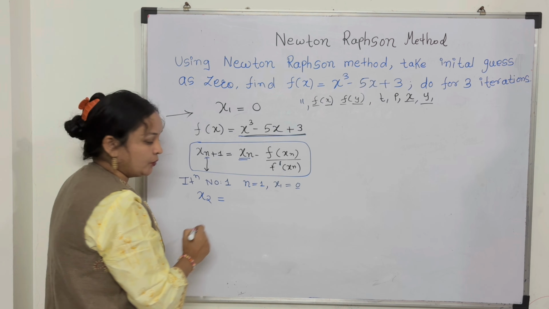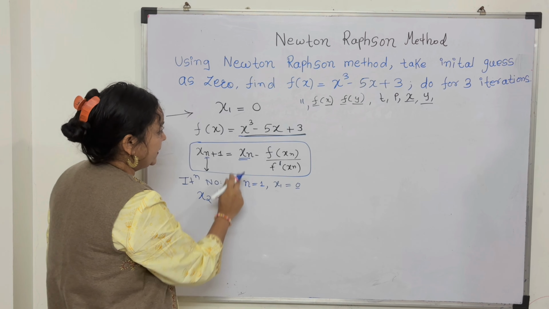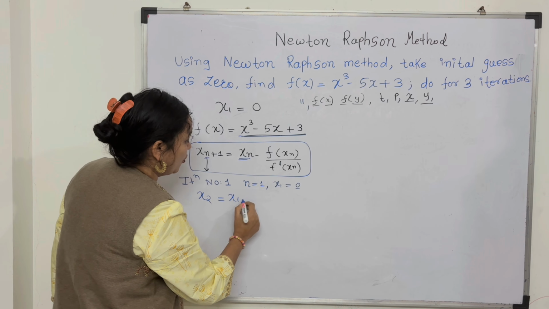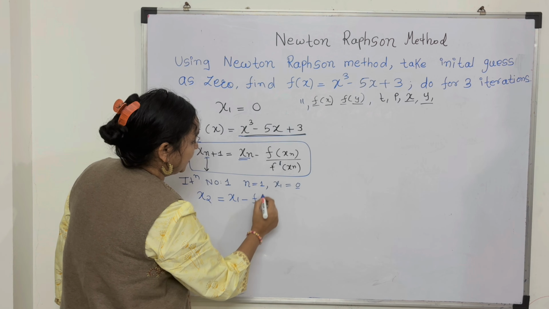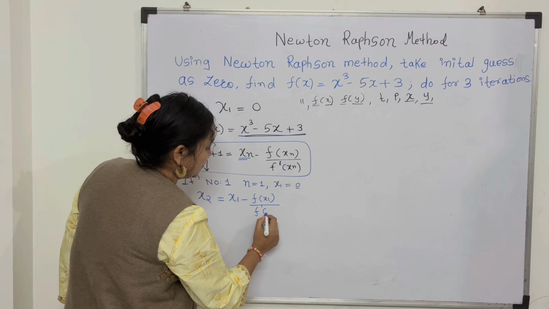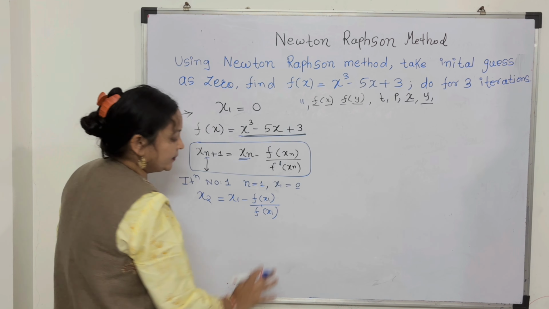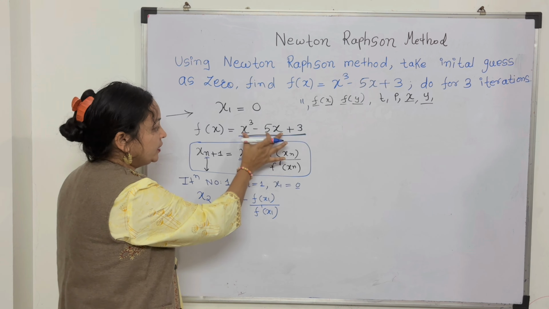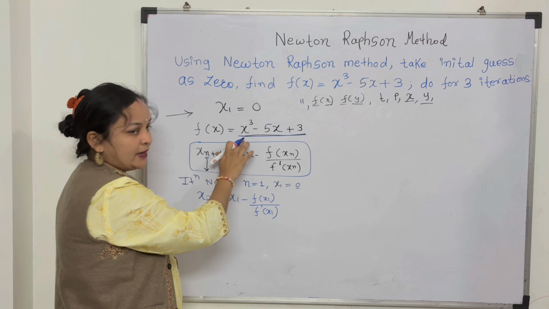So you are supposed to calculate x2 over here. X1 means x1, so you have to put the direct x1 value over here, f of x1, divided by the derivative of the function at x1. Now the x1 value becomes 0.